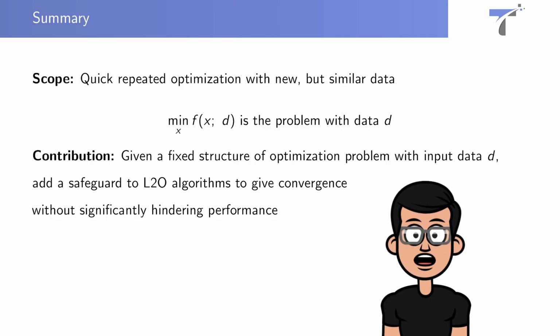To recap, L2O algorithms can quickly solve optimization problems with new but similar data, but may not always converge. We have introduced safeguards to make sure they converge with very little loss of performance.